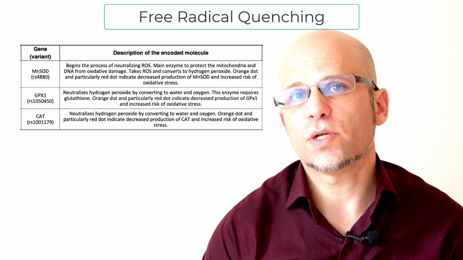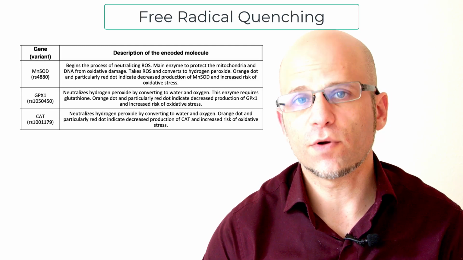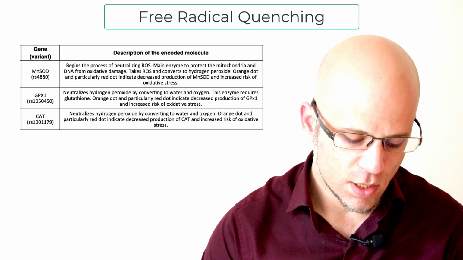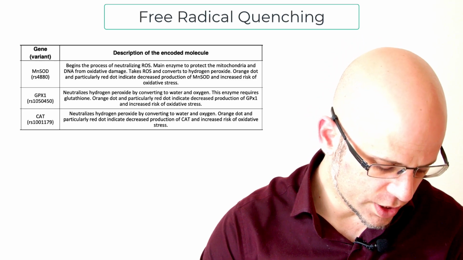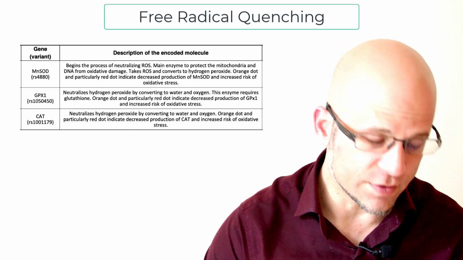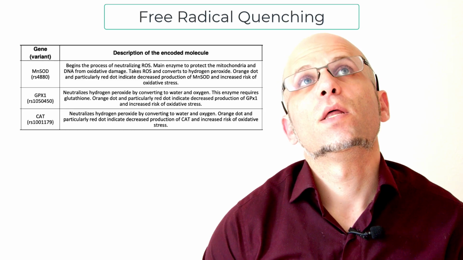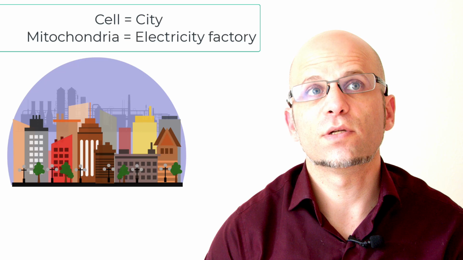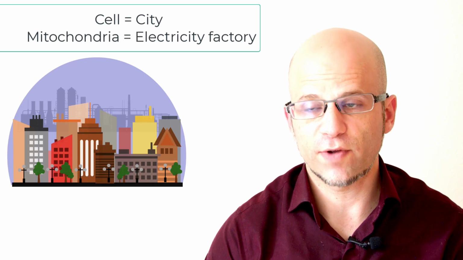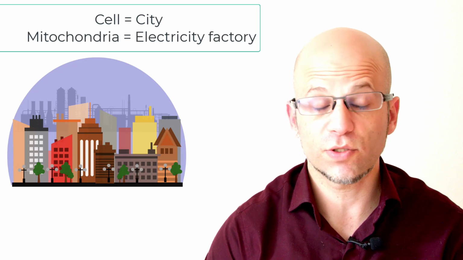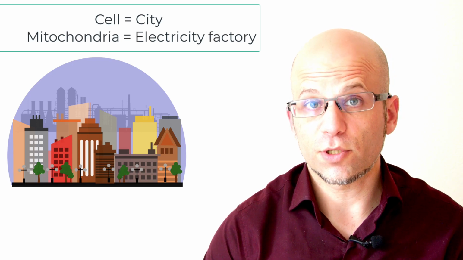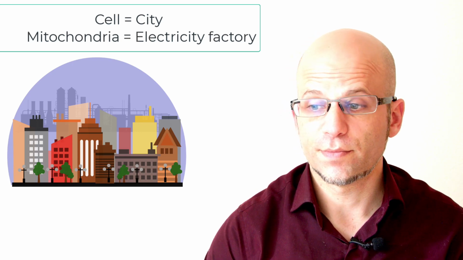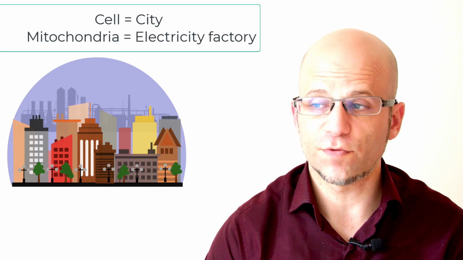So in this video, we're going to cover free radical quenching. There are three main enzymes to deal with free radicals, and we're going to focus on the most important one. The overview is to understand what is a free radical. The free radical is the sparks that fly off the production of electricity inside your factory, your electricity factory. I'm going to use a couple of jargon terms here, and this gives me a brief overview video.